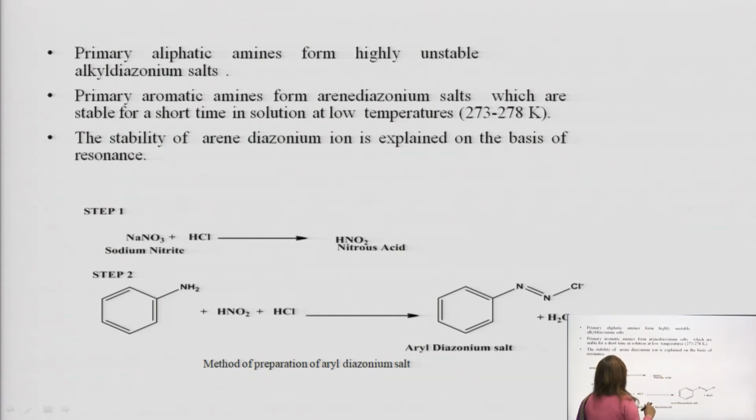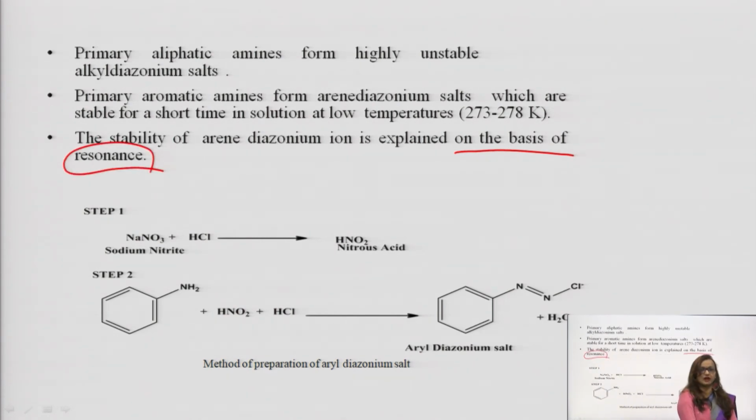The question is, why are these alkyl diazonium salts less stable? The answer is, alkyl diazonium salts are unstable because they have no resonance. See this. On the basis of resonance, aryl diazonium ions are stable. What happens? Dispersion of positive charge occurs. I will tell you how.